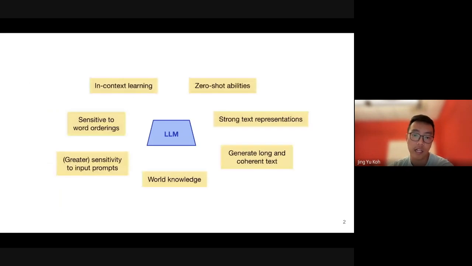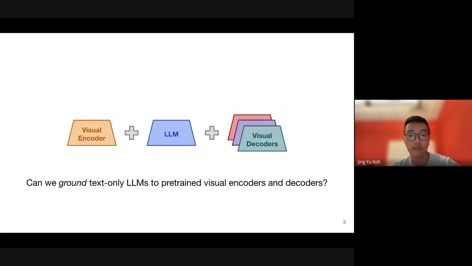So we know that large language models have achieved very incredible things. Some of the ones that I'm personally most interested in and the ones that are most relevant for this work include their abilities to learn zero-shot and few-shot from in-context examples, their ability to learn strong text representations, and tap on world knowledge learned from large-scale text pre-training. In this work, we asked whether we can leverage some of these strong abilities of large language models and ground them to pre-train visual encoders and visual decoders. Successfully doing so would allow us to have a multimodal model that can process images and text and produce images and text.